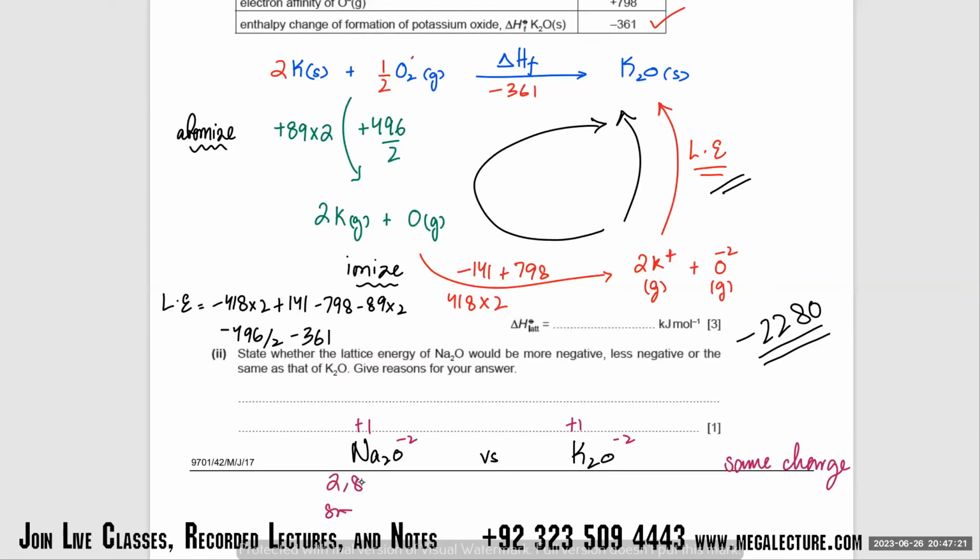Okay. So this one is the smaller ion, which is why it's going to be the stronger lattice. It's going to be more exothermic. It's going to release a lot more energy when this is formed.